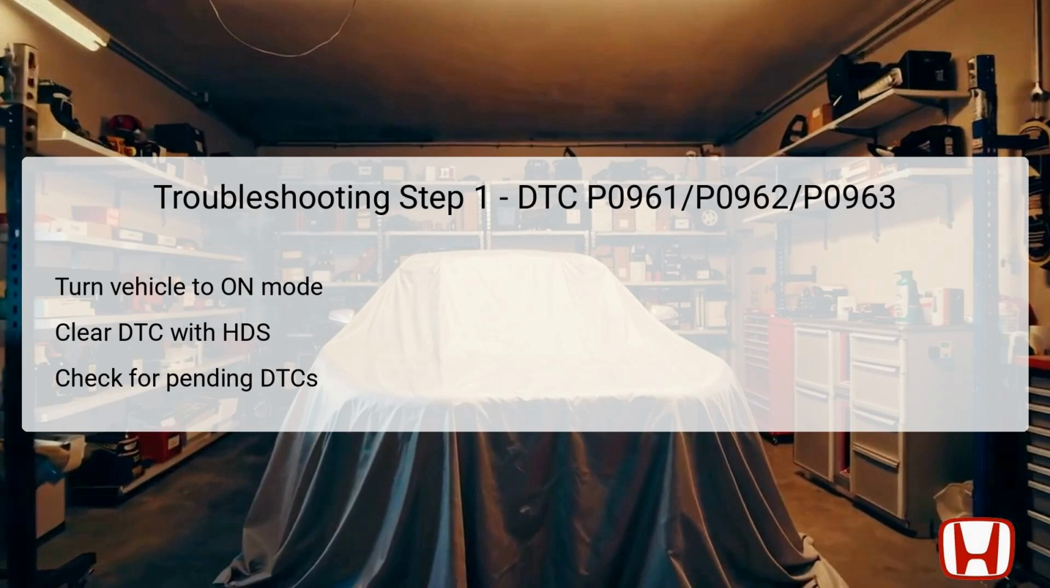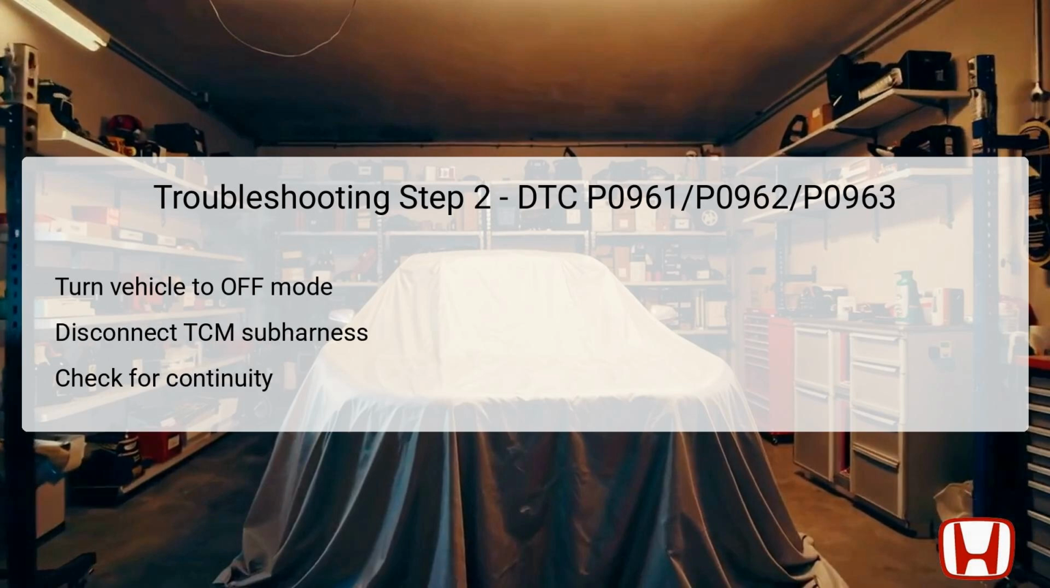After clearing the codes, turn the ignition off and then back to the on mode again. Take a moment to wait for several seconds to enable the systems to initialize before checking for any pending or confirmed DTCs once more using the HDS. If the same error code returns, this indicates that the failure persists, warranting a deeper investigation. However, if no codes appear, it could suggest an intermittent issue that might need closer attention to wiring and connections.